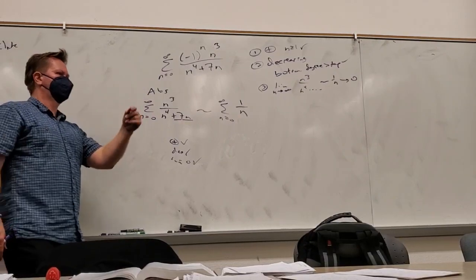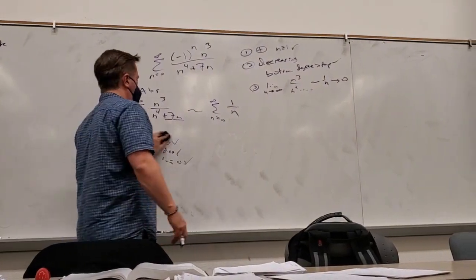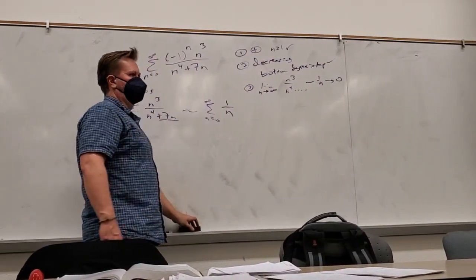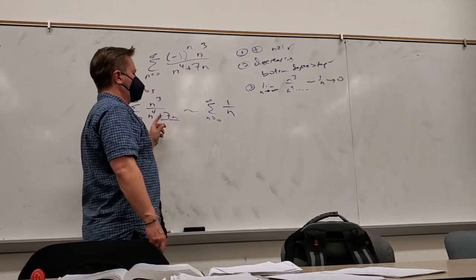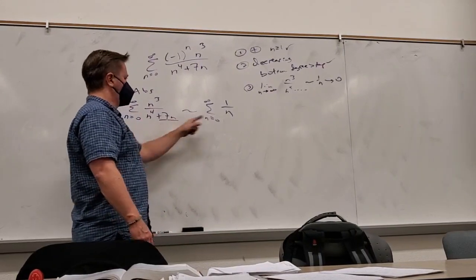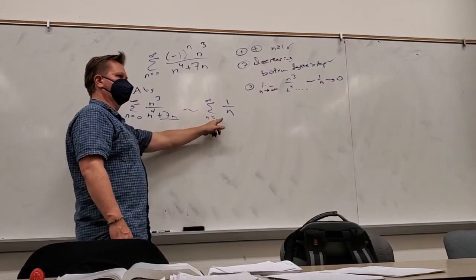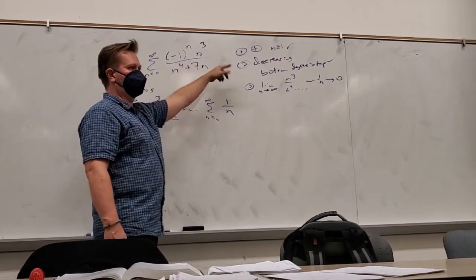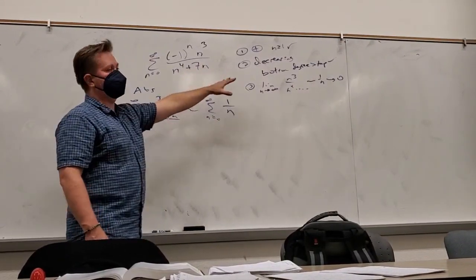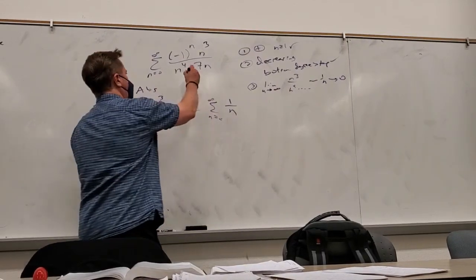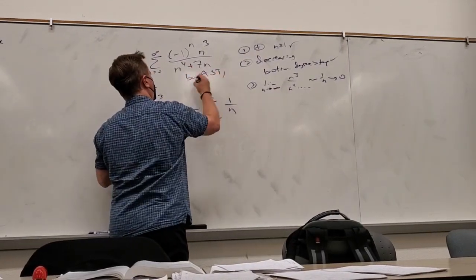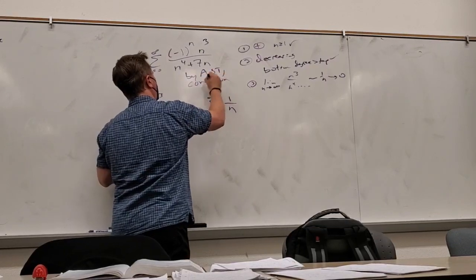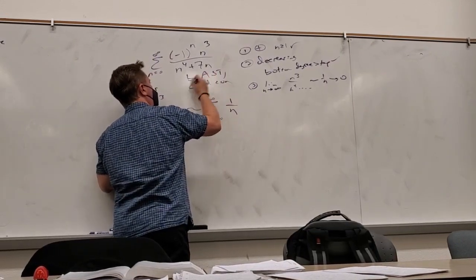Isn't that just an alternating series test? And it doesn't tell you if it absolutely converges? Did we check for absolute convergence? Yes, didn't we just do it? Yes, and it didn't converge absolutely. So now I have to go back and check for conditional. So does it conditionally converge? Yes, by the AST. Conditionally converging.